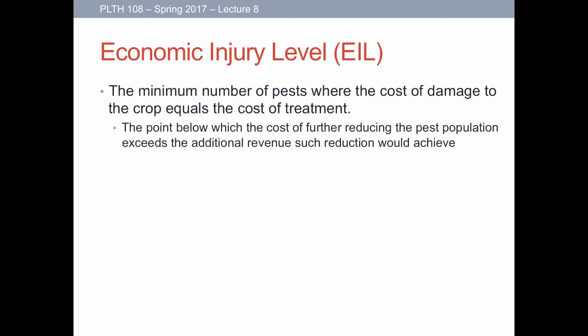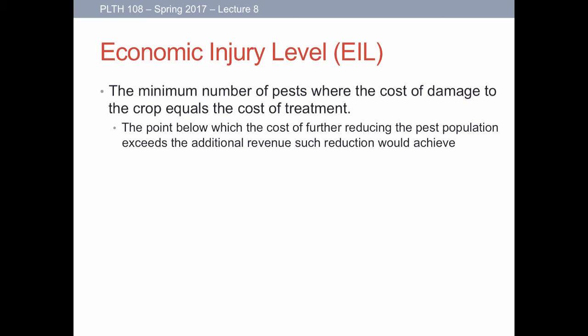It's in some ways the simplest form of IPM, the idea that you don't spray unless you have an economic reason. And then in other ways, it really informs how we go about IPM, because much of IPM is trying to set up field conditions so that we never hit that economic injury level in the first place. So the economic injury level is the minimum number of pests where the cost of damage to the crop equals the cost of treatment, right?